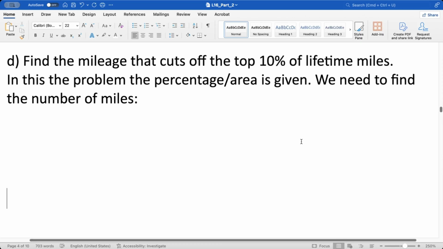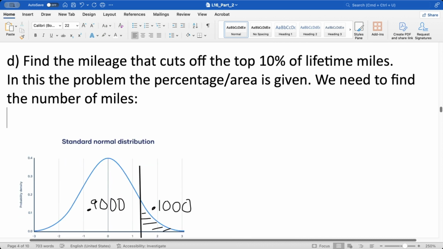All right, part D, find the mileage that cuts off the top 10% of lifetime miles. So this is the opposite situation. The problem is giving us the percentage, the area probability, and they want to find the X value, the number of miles. So we have to work backwards here.